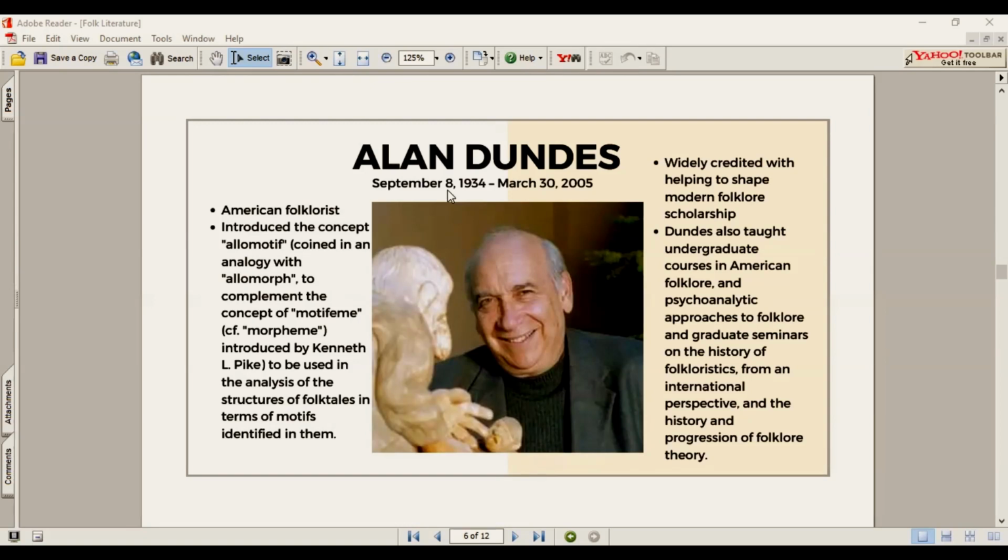So the concepts of allomotif and motifeme all derive from the structuring of folk tales and the certain motifs we find in them, and identifying and analyzing them and their structure is the concept introduced by Alan. He is widely credited with helping to shape modern folklore scholarship, and he also taught undergraduate courses in American folklore and psychoanalytic approaches to folklore, and graduate seminars on the history of folkloristics from an international perspective, and the history and progression of folklore theory. So these scholars are very important for UGC NET, and for understanding the concepts of folklore given by these theorists.